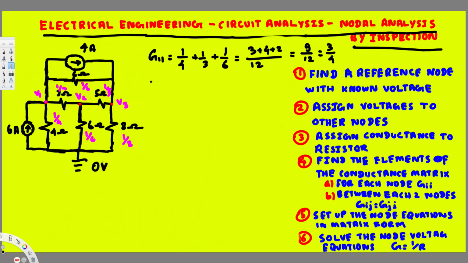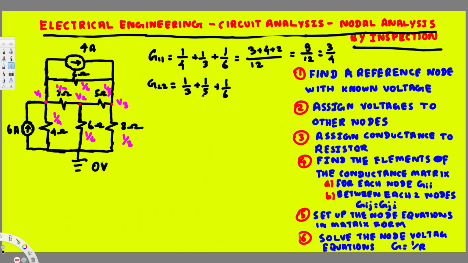The second one is going to be G22. Since we have 3 voltages, it's going to go like G11, G22, G33. Now G22 is going to be the conductance that's connected with voltage 2. This 3 ohm is connected, this 5 ohm is connected, this 6 ohm is connected. So we are going to have 1 over 3 plus 1 over 5 plus 1 over 6.